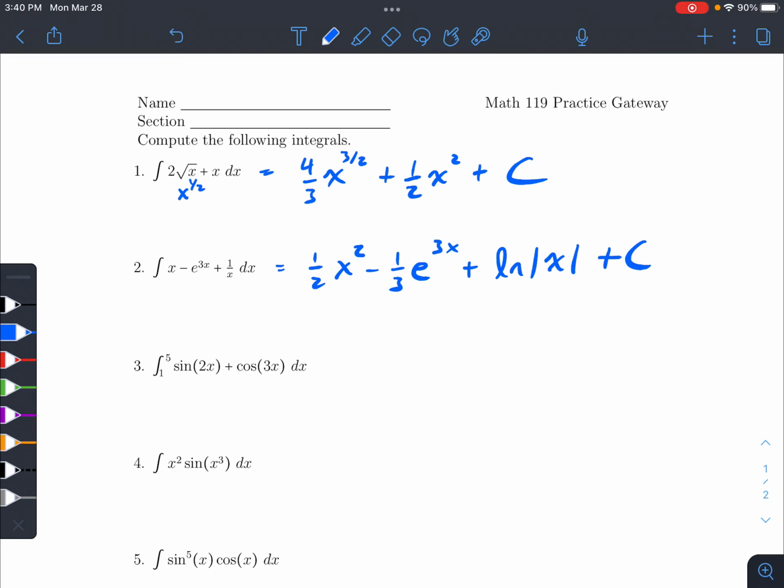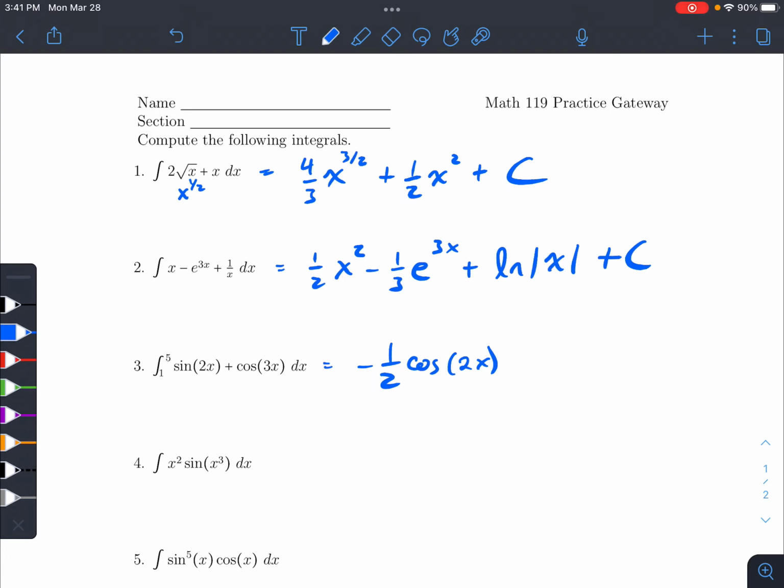Sine of 2x plus cosine of 3x. So the integral of sine of 2x is equal to negative cosine of 2x. And when we take the derivative of cosine of 2x, we would get negative sine of 2x times the derivative of 2x, which is 2. So we would end up multiplying by a 2 when we do a derivative. So when we do an antiderivative, we have to divide by 2. So I'll put that negative over there, and then I'll divide by 2. So negative 1/2 cosine of 2x.